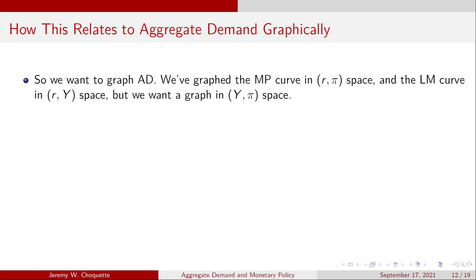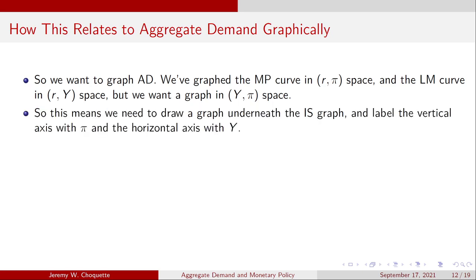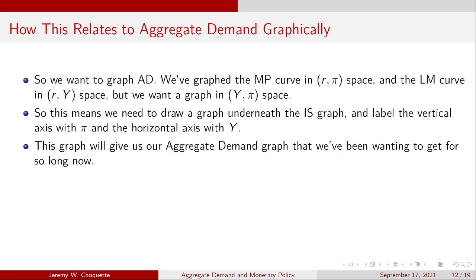But I've got two different graphs, and you can play around with what those axes are a little bit. You can actually get what you need. That's what we do. So we did it algebraically. Now we're going to do it graphically. That means we need to draw a graph underneath the IS graph and label the vertical axis with pi for inflation and the horizontal axis with y for output.